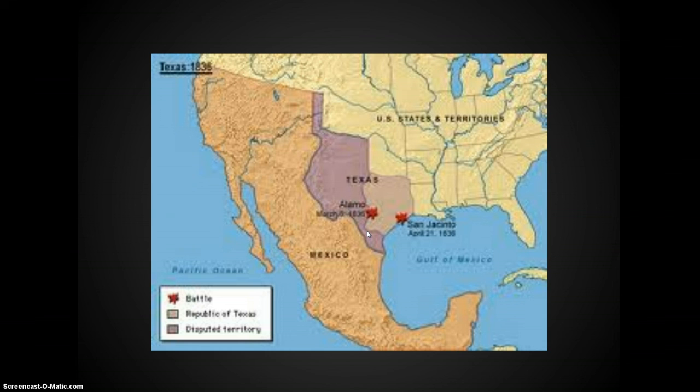Congress approves of this, even though some people say, hey, you poked the bear. You started all of this. This is not right. We should not go to war with the Mexicans. But anyway, James Polk is like, no, we have to go to war. And so they do.